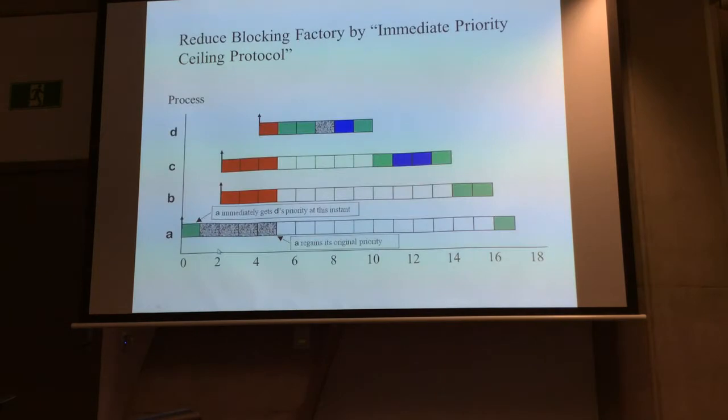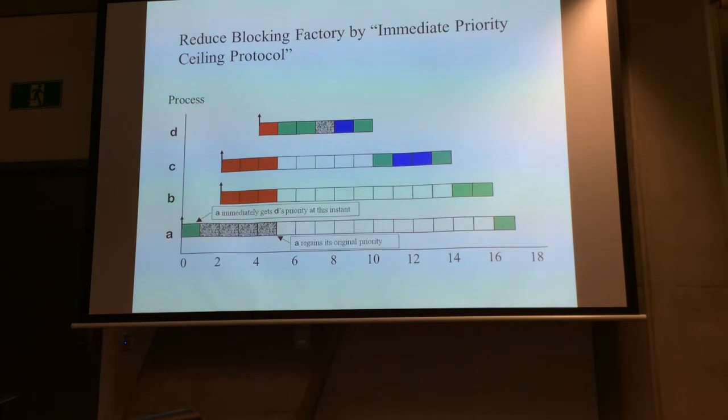What occurs here is that at time t equals 1, the little black arrow there is not pointing in quite the right spot, it should be pointing right there. At time t equals 1, process A is locking a resource, which we know that process D is going to want. And because process D is the highest priority process that ever uses that particular resource, A immediately gets D's priority, just while it uses the resource. And then it unlocks it here, and it gets its original priority back. Okay?